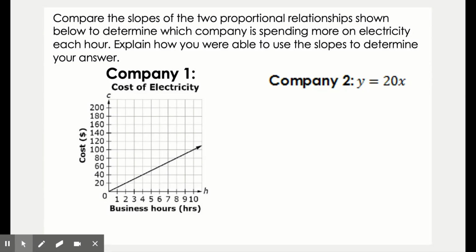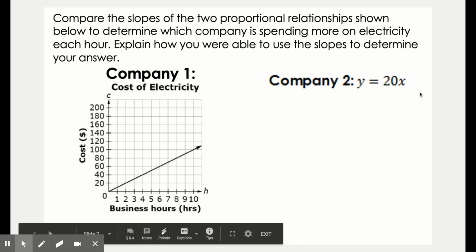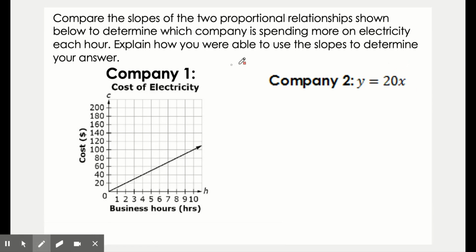In this one, we're going to be learning how to compare slopes of two different proportional relationships. So in this example, I am given two companies, company number one and company number two, and I'm asked to determine which company is spending more on electricity each hour. So right now, the information that I have is one graph and one equation. And what this equation tells me is how much electricity they spend per hour.